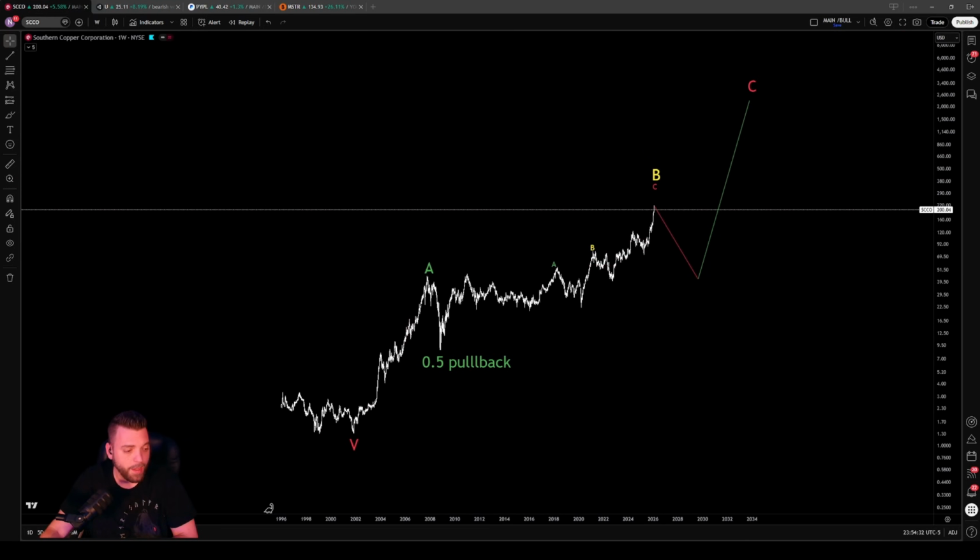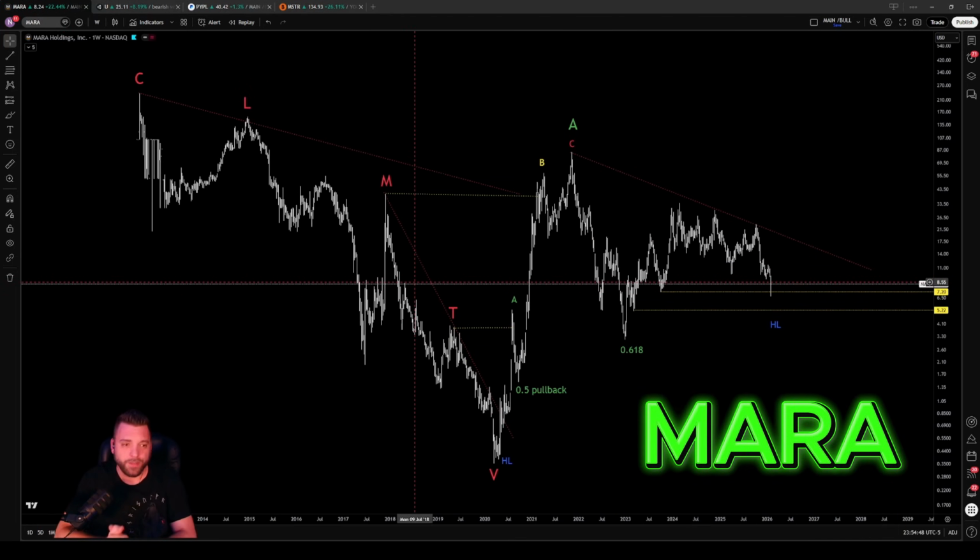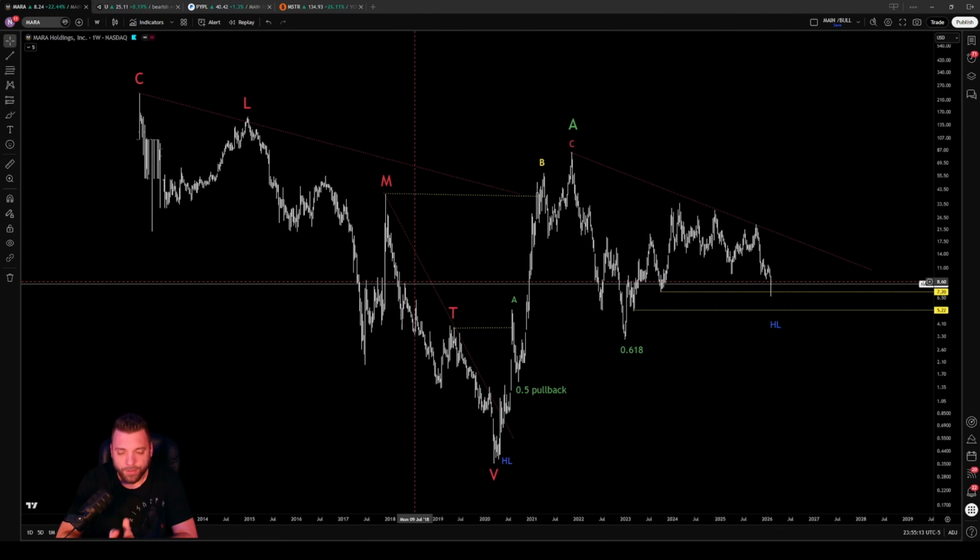Okay, next one is Mara. And Mara is a difficult one. So just for me personally, after I track this, I wouldn't touch it, because of two things. I can track this absolutely fucking bullish. At the same time, I can track it absolutely fucking bearish. And I have no way to say what I'm leaning to because it's really 50-50 for me.